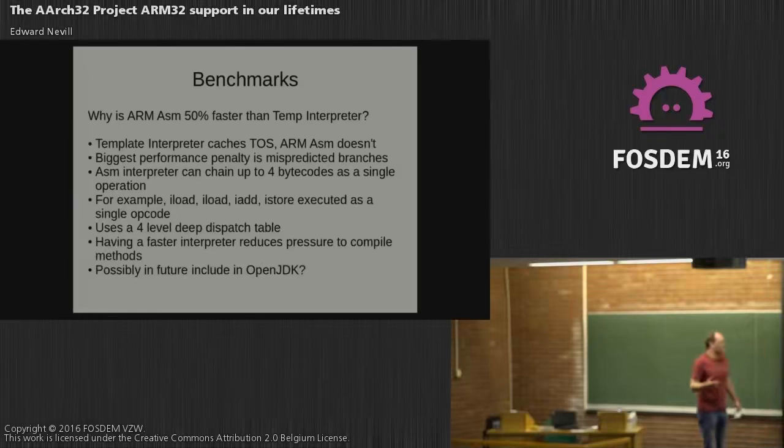So why do you want to do this? You know, when we get a JIT, having a faster interpreter benefits the JIT because you don't have as much pressure to compile methods if you have a faster interpreter. Possibly in future include this in OpenJDK, maybe.